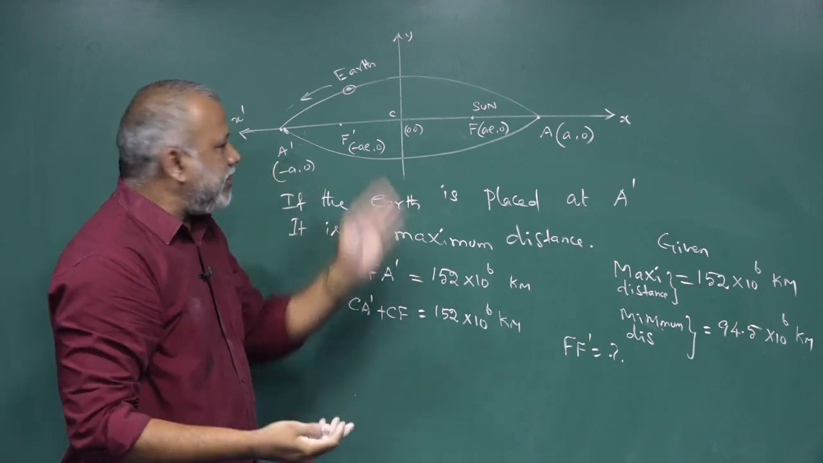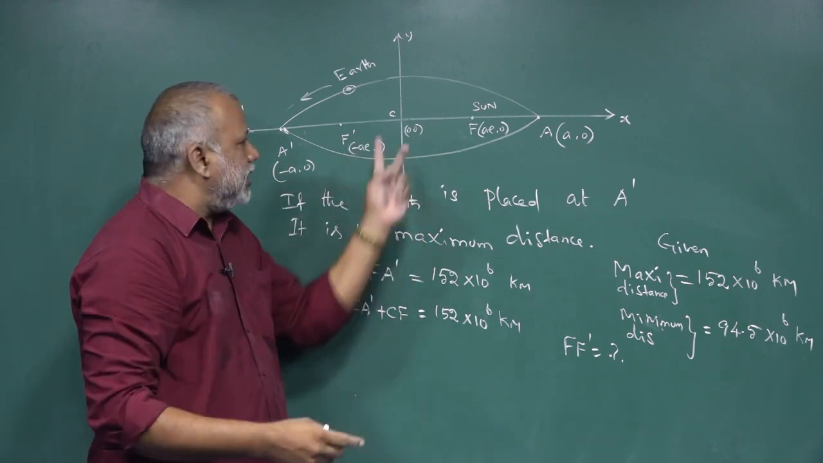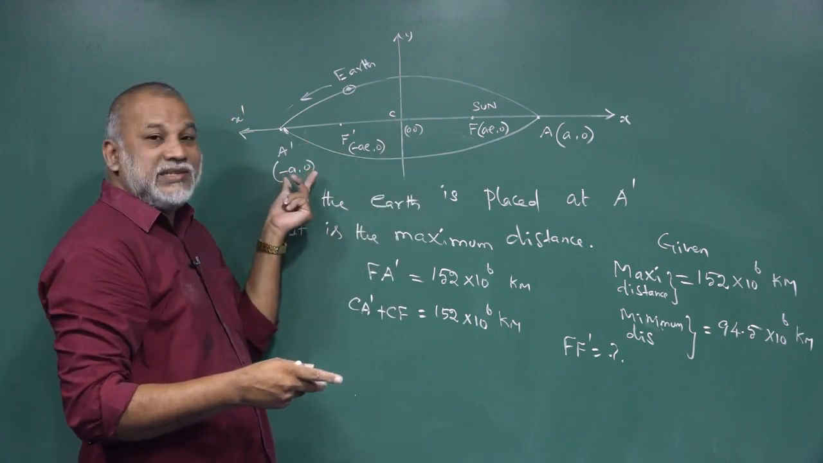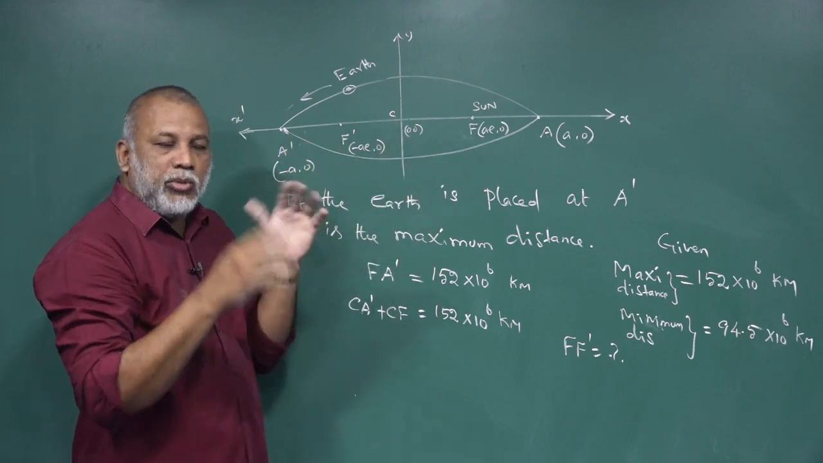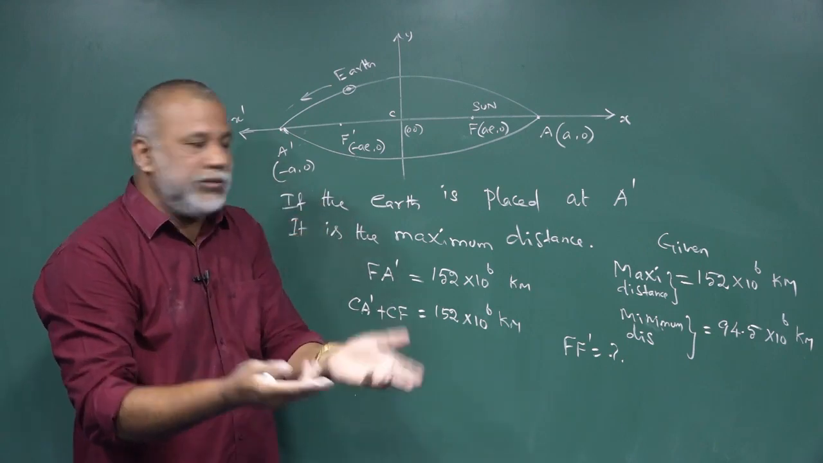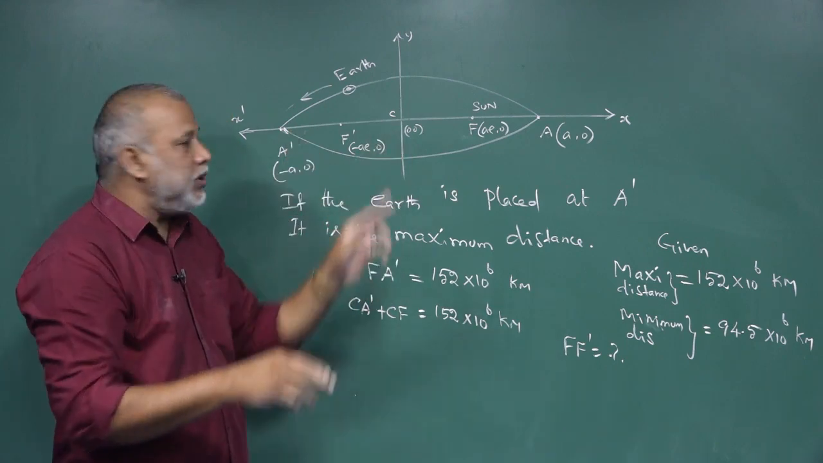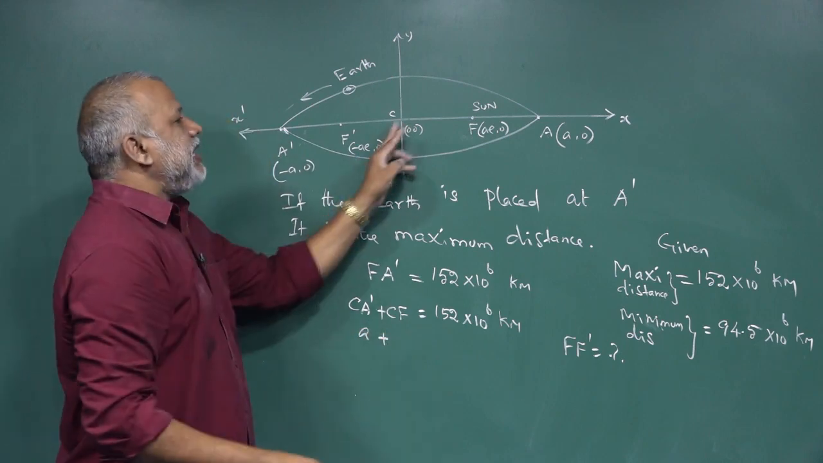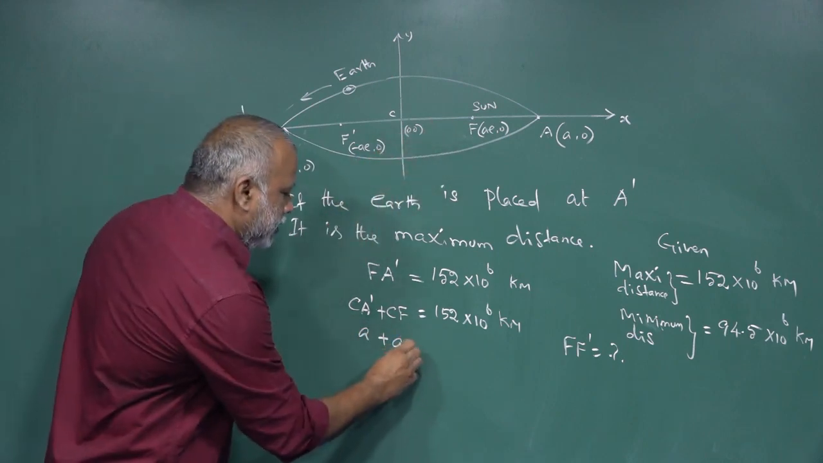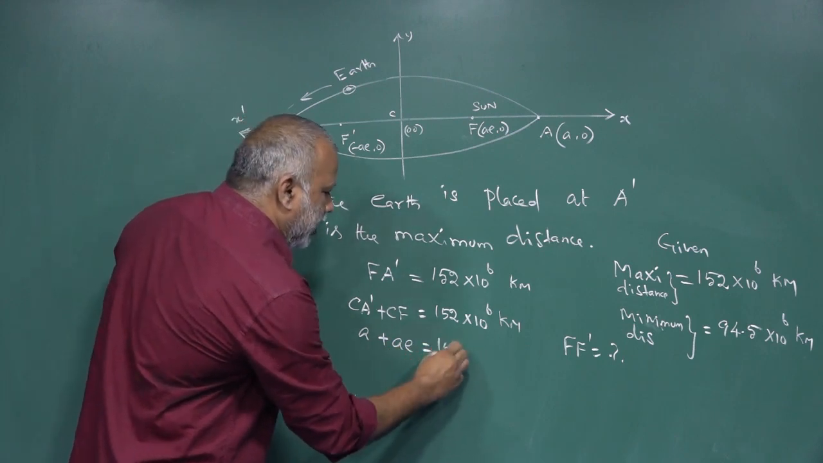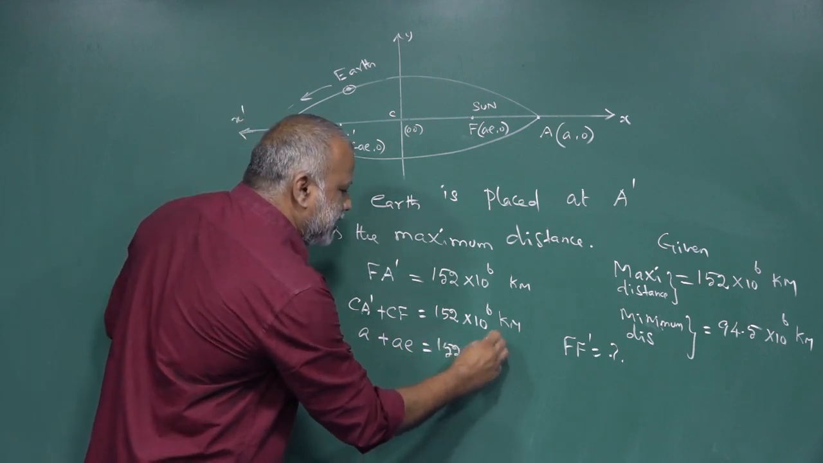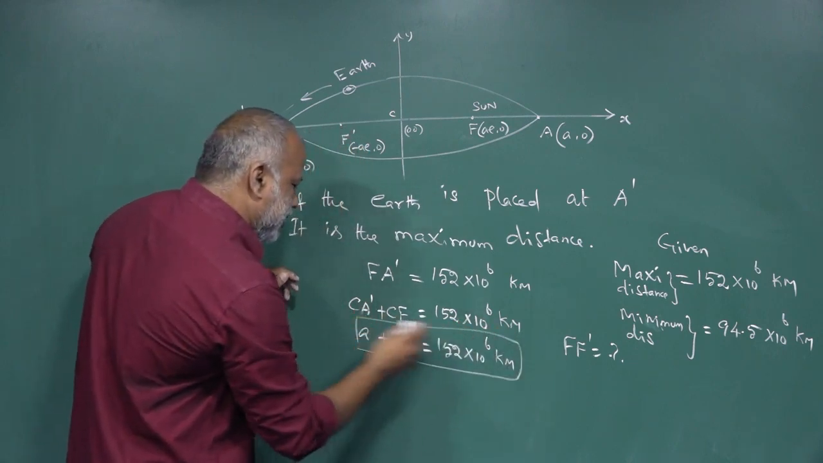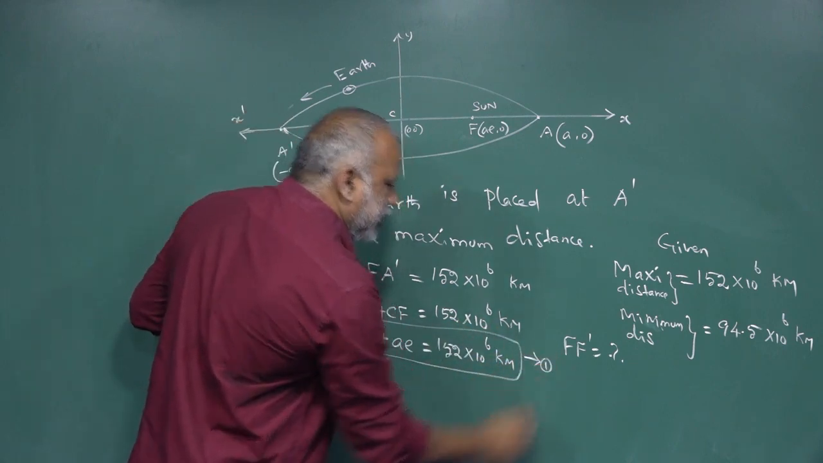What is the necessity? From the center we are splitting it. The center is the origin. C to A dash, how much distance? It is a point, so point-wise we give it a negative sign, but distance is always positive. CA dash must be A, CF must be AE, equal to 152 into 10 to the power 6 kilometer. See this data, first clear information. Say this is equation number 1.